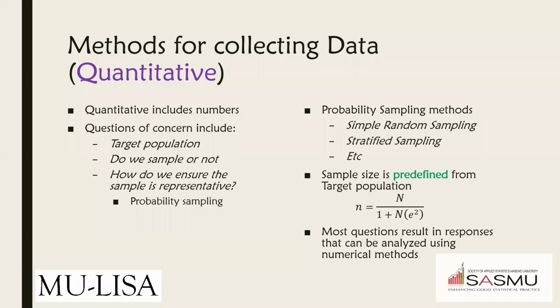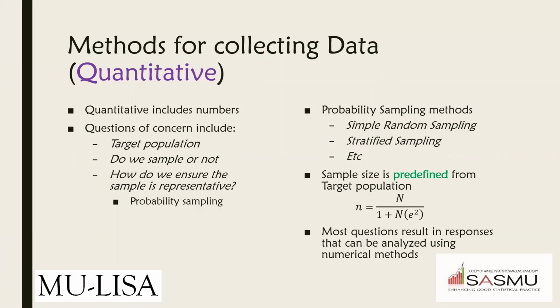So one thing we need to do is to collect the data. And I want to first start with the methods that we use when we're collecting quantitative data, because it is structured in a different way. For example, in quantitative, first we really need to understand the target population, and then we need to think, do we want to use a census or a sample?